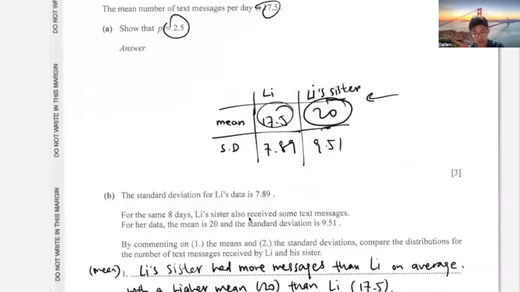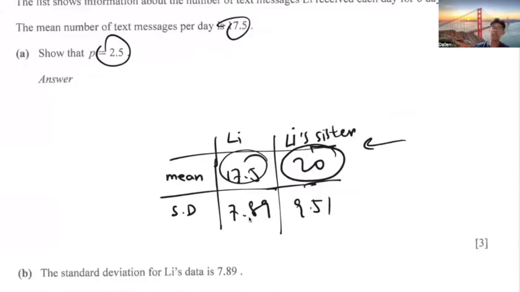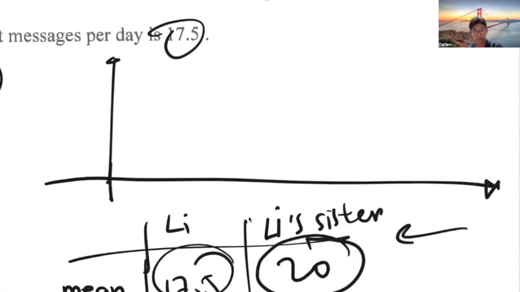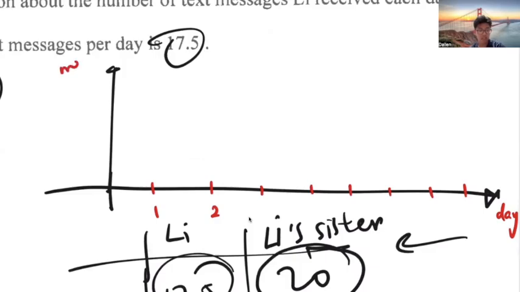Next, standard deviation. Okay, so what does standard deviation mean? What standard deviation is trying to say is the spread of the data. Let's say in this context, day 1, day 2, day 3, day 4, day 5, day 6, day 7, day 8, and this is the number of messages. Standard deviation is trying to say whether your data is far apart or close together.